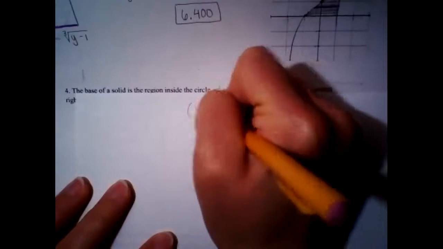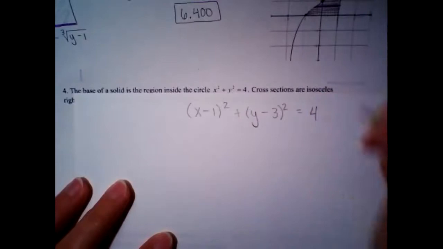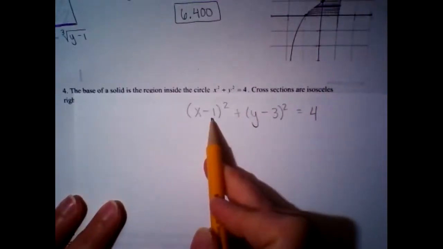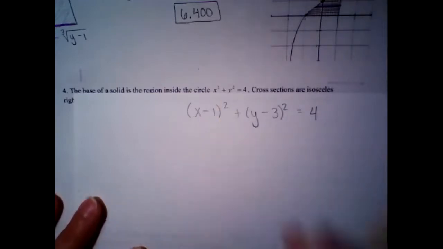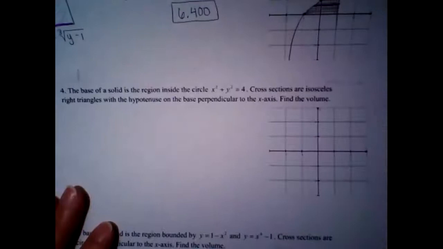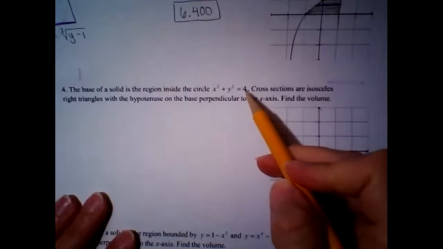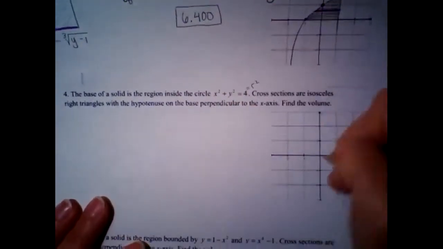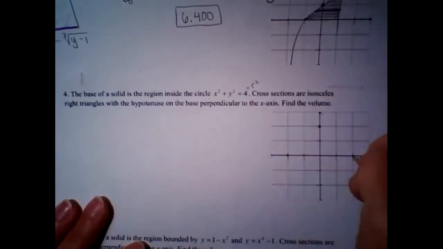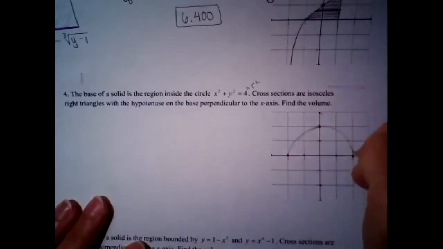If it was, for example, say you had x minus 1 squared plus y minus 3 squared equals the radius squared, your center would be at 1, 3. It would be shifted, is all that happened there. This one just wasn't shifted. So it's going to be centered at 0, 0. So the origin is our center and the radius is 2. Again, this 4 is the radius squared, so 2 squared gives you 4. So we're centered at the origin, the radius is 2, and so our circle is going to look like this.